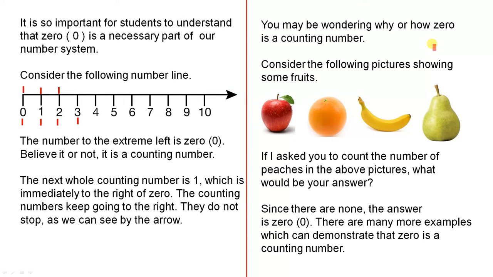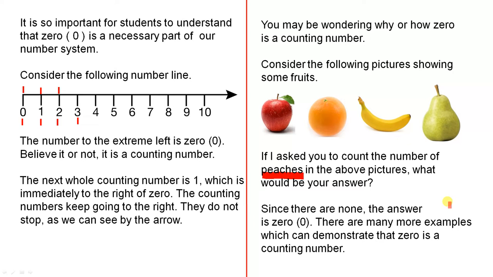You may be wondering why or how 0 is a counting number. Consider the following pictures showing some fruits. We have an apple. Now you have to remember these names: apple, orange, banana, pear. If I asked you to count the number of peaches in the above pictures, what would be your answer? Since there are none, the answer is 0.